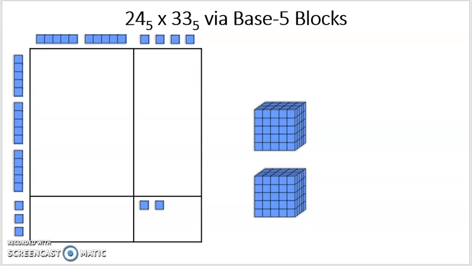So that would say that 24 base 5 times 33 base 5 equals 2 blocks, which are like 2 thousands, right? So that's 2 blocks, 125s, no flats, no longs, and 2 units. So 24 base 5 times 33 base 5 equals 2002 base 5.